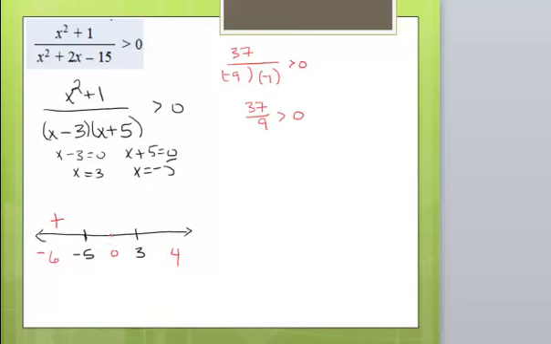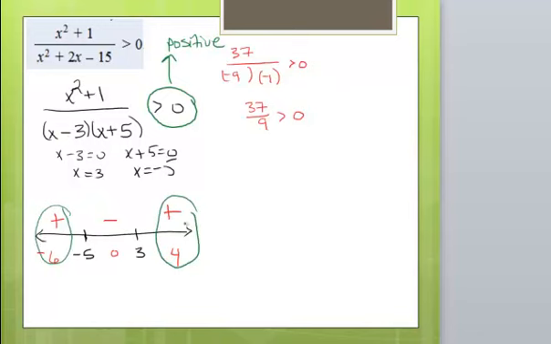Now let's plug in this 0 and see what happens. Then we'll plug in the 4 and see what happens. So these are the signs that we get when we plug in those test points. We have a positive, a negative, and a positive. Now according to our problem, we want the parts that make the expression positive. Greater than 0 means we want it to be positive. That means we want this section and this section.